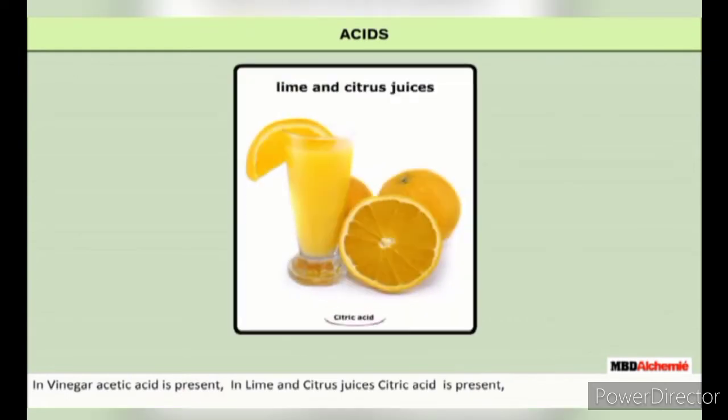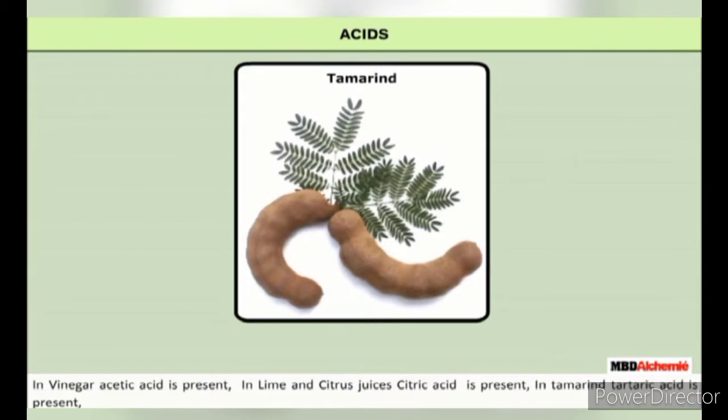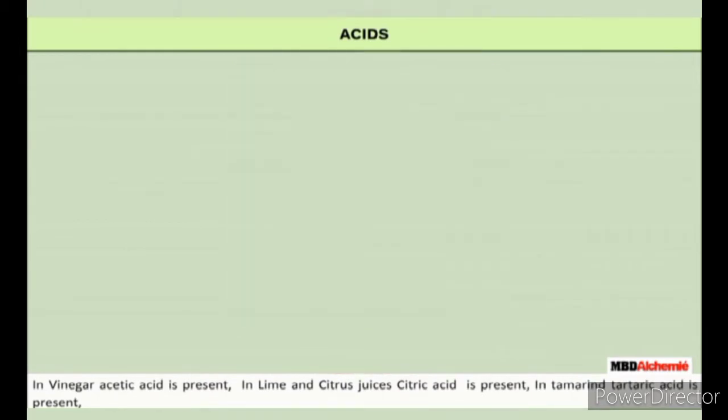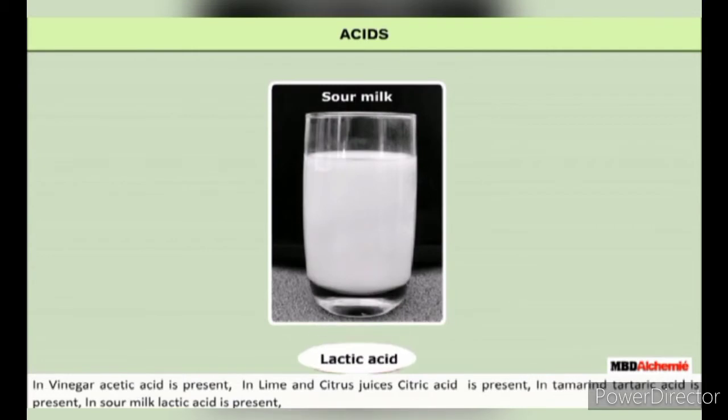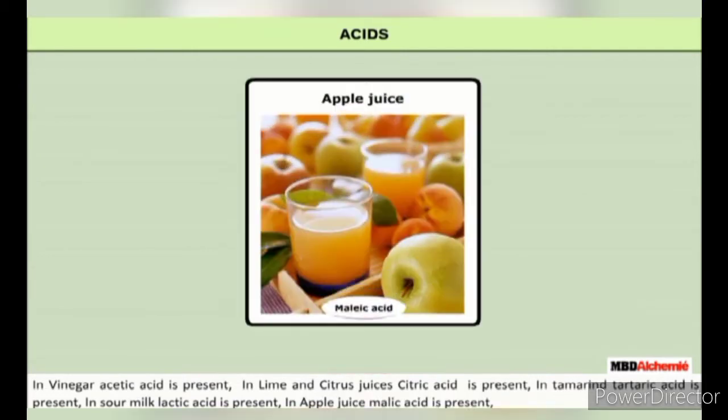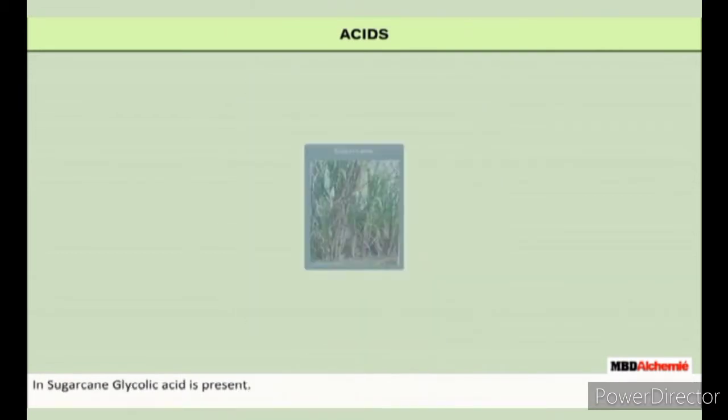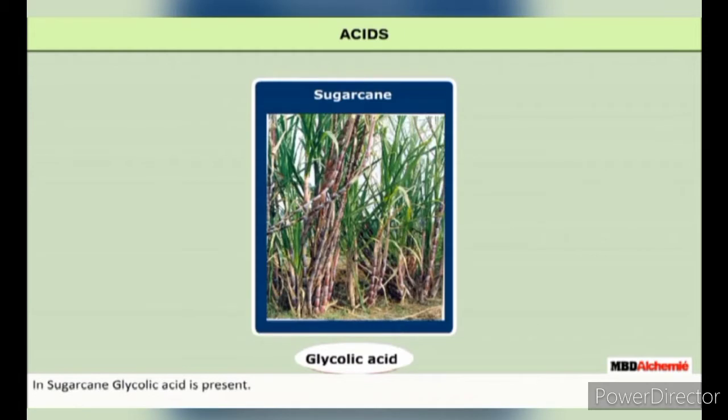In lime and citrus juices, citric acid is present. In tamarind, tartaric acid is present. Similarly, in sour milk, lactic acid is present. In apple juice, malic acid is present. And in sugar cane, glycolic acid is present.